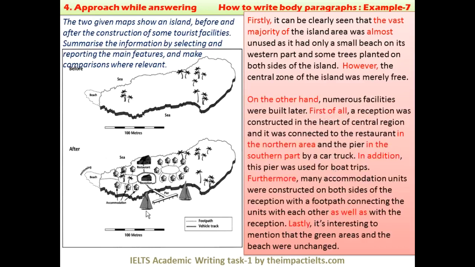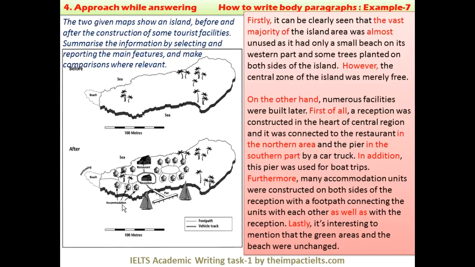So you can see that because a lot of development work took place. On the other hand, numerous facilities were built later. Again, you can see the example of passive voice that we discussed in the last question. First of all, so perhaps we are giving the sequences or linking the information. A reception was constructed in the heart of the central region, and it was connected to the restaurant in the northern area. So you can see central region, the northern area. Again, one video is completely dedicated to talking about this direction type of things.